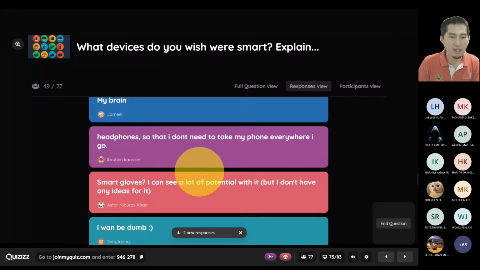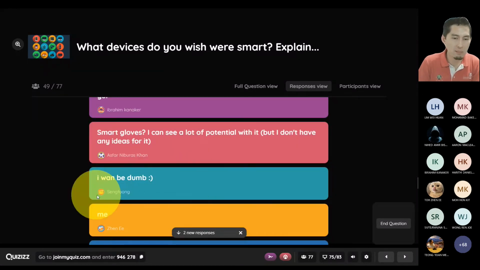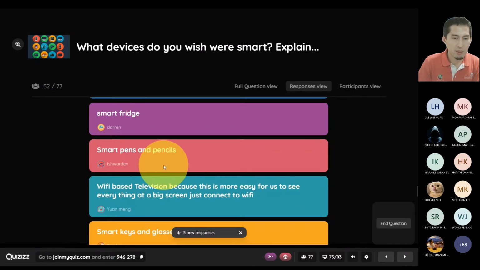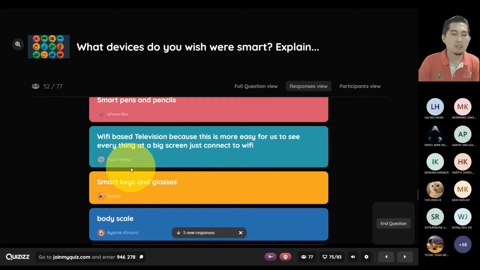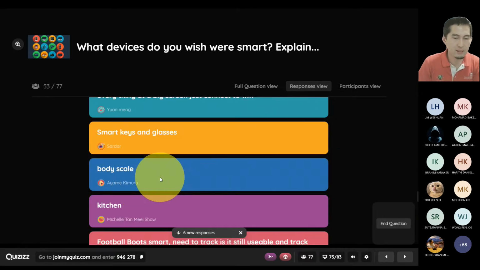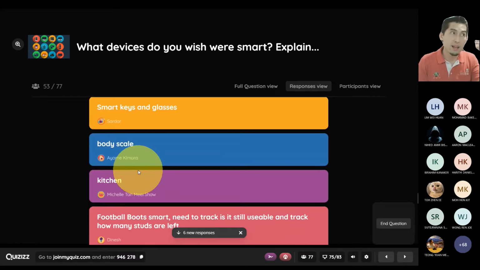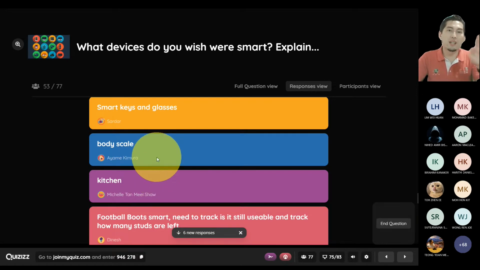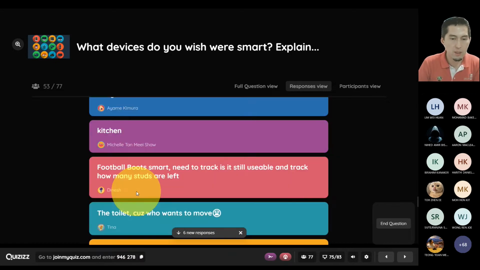Me, table, my brain, headphones, smart gloves. I want to be dumb. All right, good for you, Seng Fong. Zen E says me, car, smart fridge, smart pens, Wi-Fi based television, smart keys, body scale. That's an interesting one by Ayame. But I think there are smart body scales today already. I think Xiaomi first came up with it, and they're quite popular. You just stand on top of it. It tells you more than just your weight. Yeah, it can tell you a lot of other things.